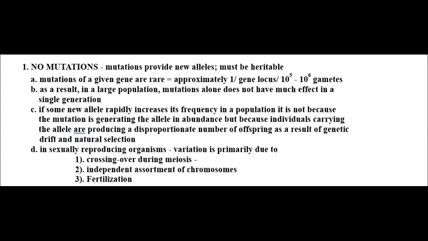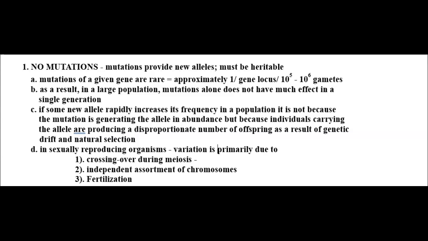Remember all our DNA polymerase going in, fixing those, our DNA police. As a result of a large population, mutation alone does not have much effect in a single generation. And if some new allele rapidly increases its frequency in a population, it's not going to be because the mutation is generating the allele in abundance, but the individuals that have that particular allele are producing more offspring than others. And that could be because of genetic drift, which we will explain, and natural selection.